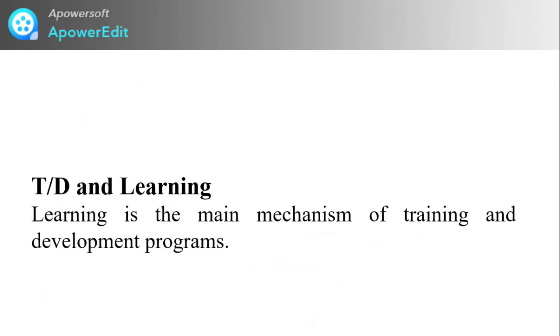Then there is a new concept, learning. Why am I going to talk about learning? Learning is the main mechanism of a training and development program. When you go to a training or development program, you are 100% involved in the learning process. For example, university education is a learning process. Therefore, learning and development are interrelated, two important concepts.